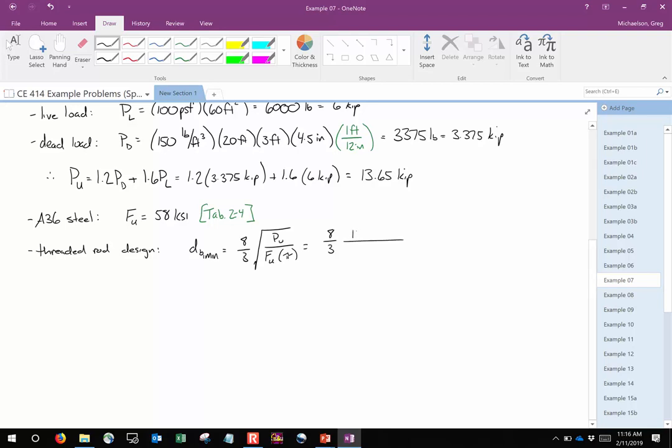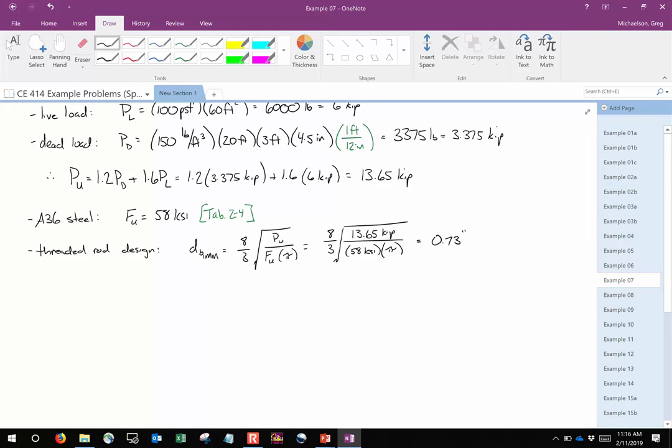So that's 8/3 times 13.65 kips over 58 KSI times pi. The question earlier was, why did we put that in kips? This is why, because look what you got: kips and kips per square inch. And so what does that come out to be? So what does that mean?